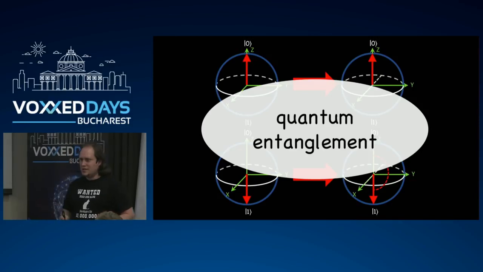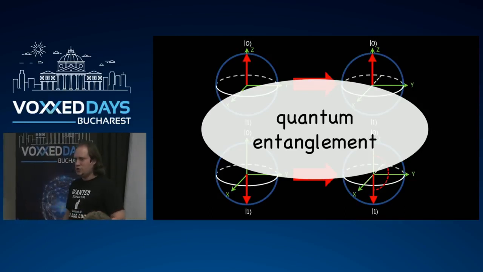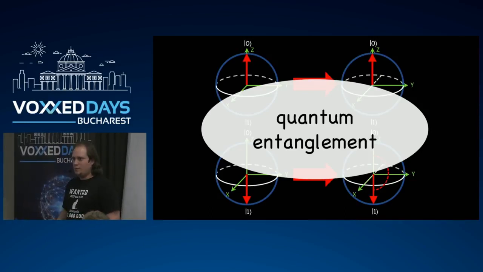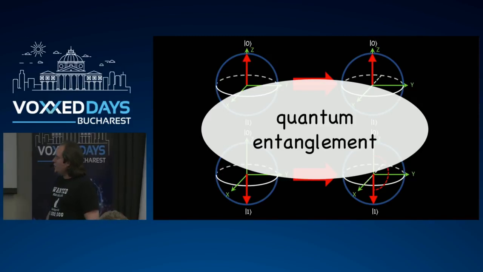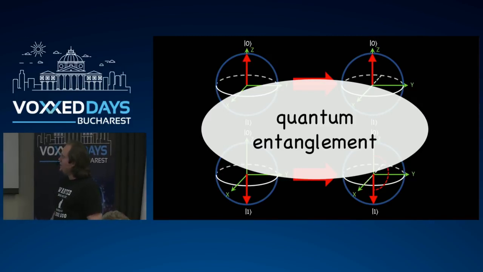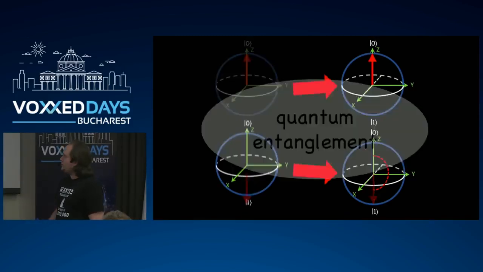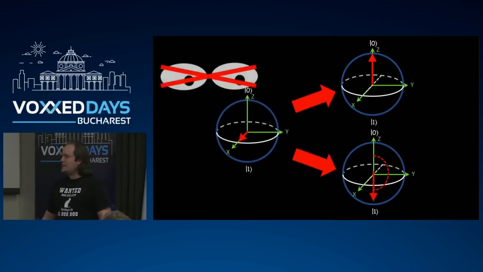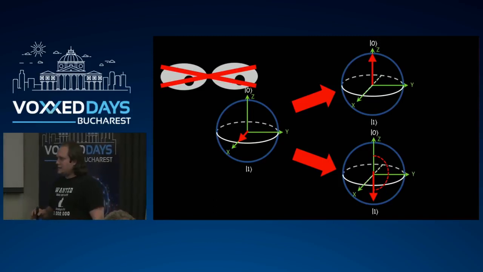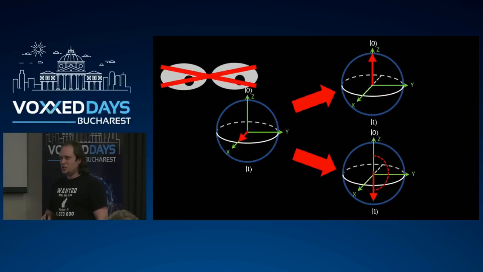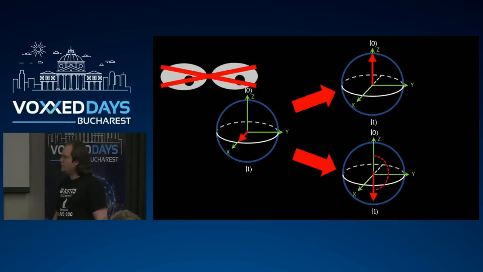And quantum entanglement combined with quantum superposition is what makes quantum computers and quantum mechanics in general tick. Now, we don't actually have this until we measure. Before we measure, we basically just have both in superposition. And as long as they're in superposition, we can do some really funky stuff with these qubits.